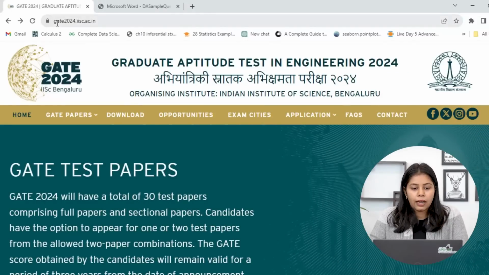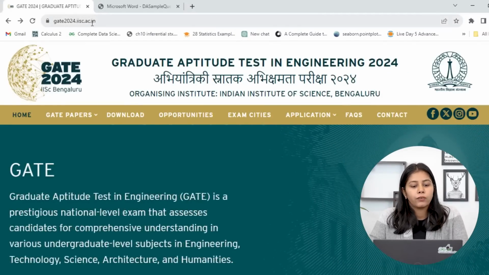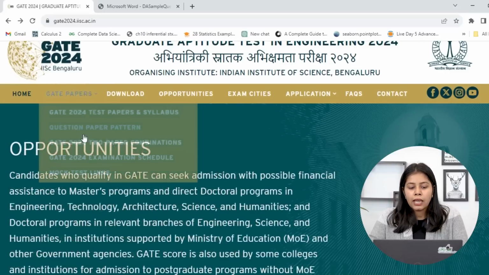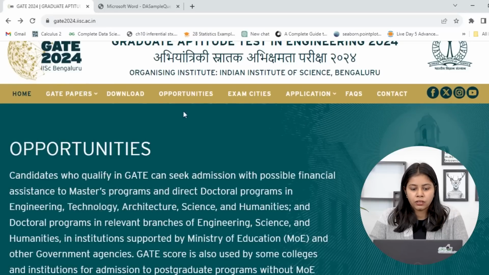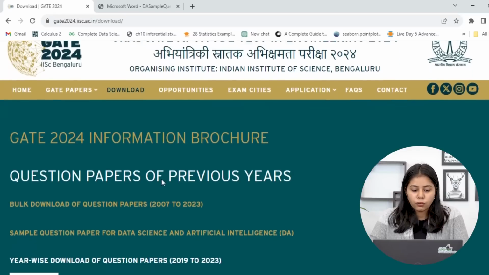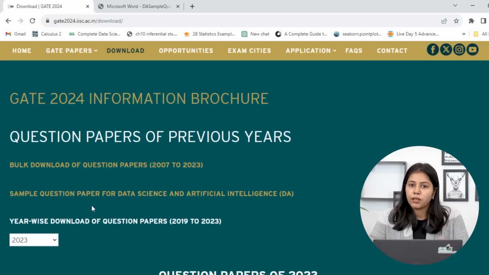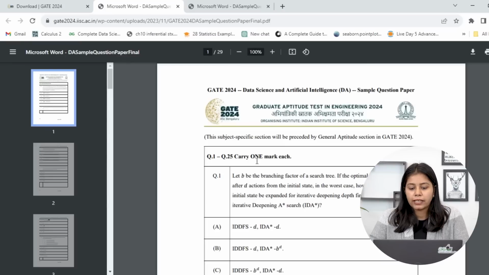First of all, if you haven't seen the sample paper, I'll tell you where you can download it. You can see that I have gone through the website GATE 2024 IISc. If you search GATE 2024 IISc on Google, you will get this link and reach this page. There you can click on the download section. In this download section, in the fourth line, we have the sample question paper for Data Science and Artificial Intelligence, DA. If you click on this, you will get a question paper.